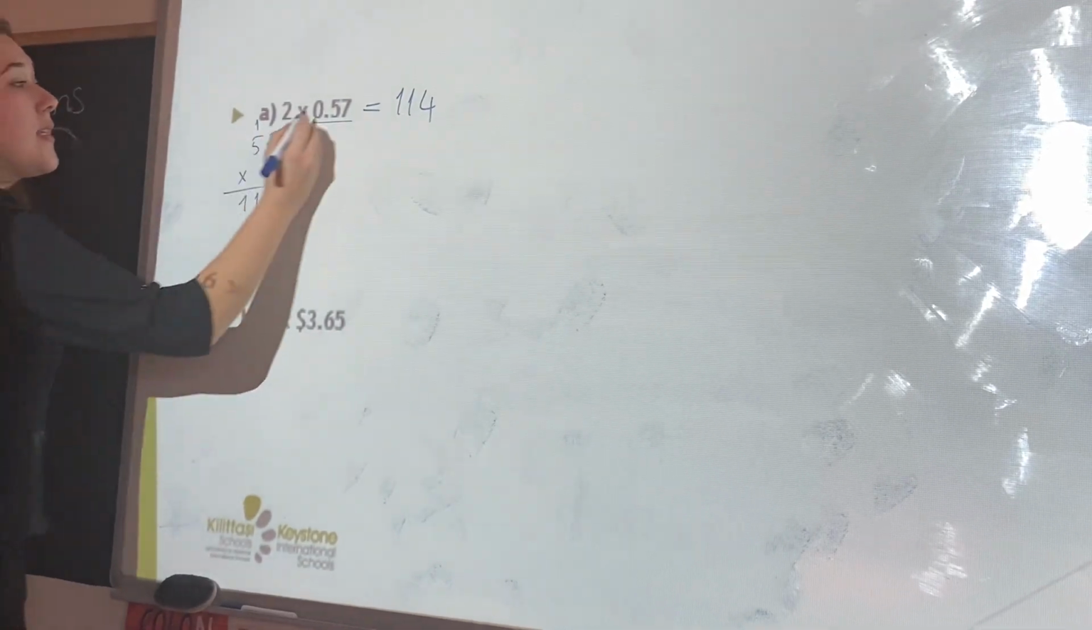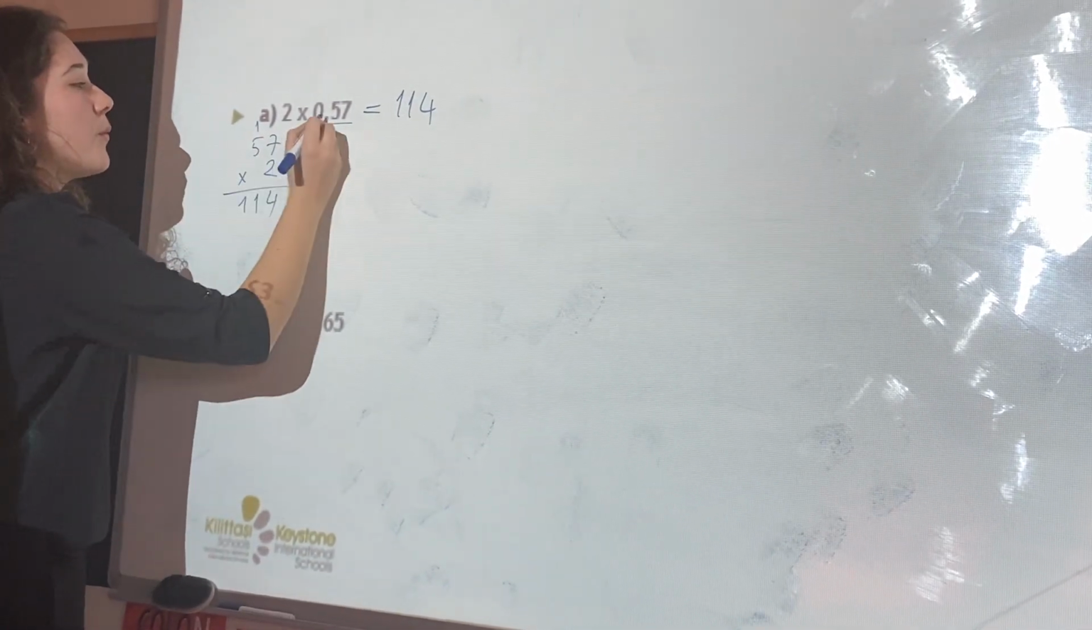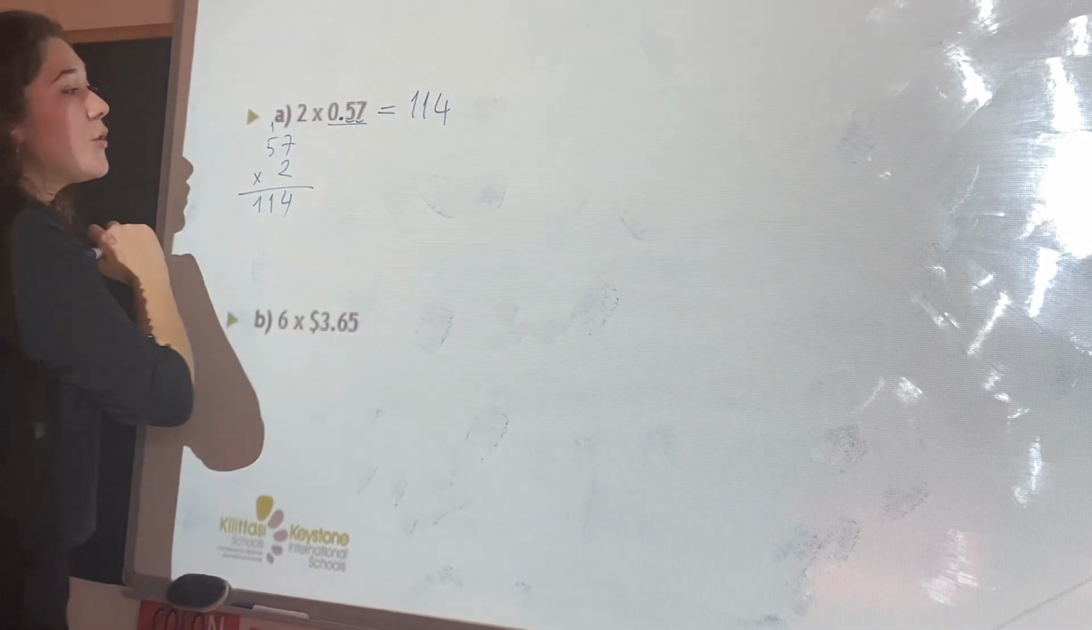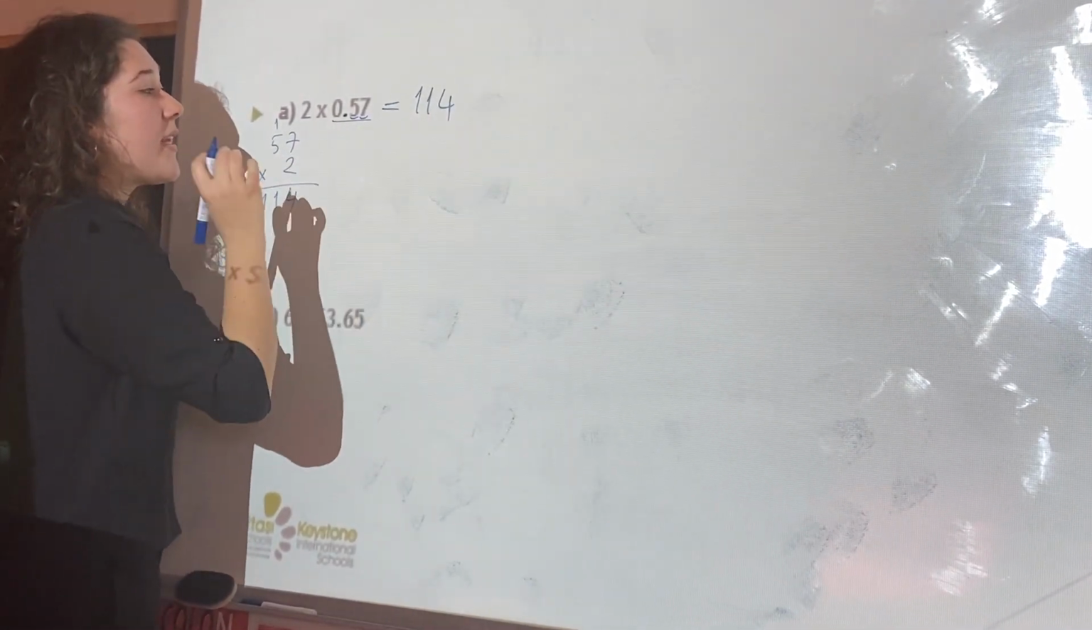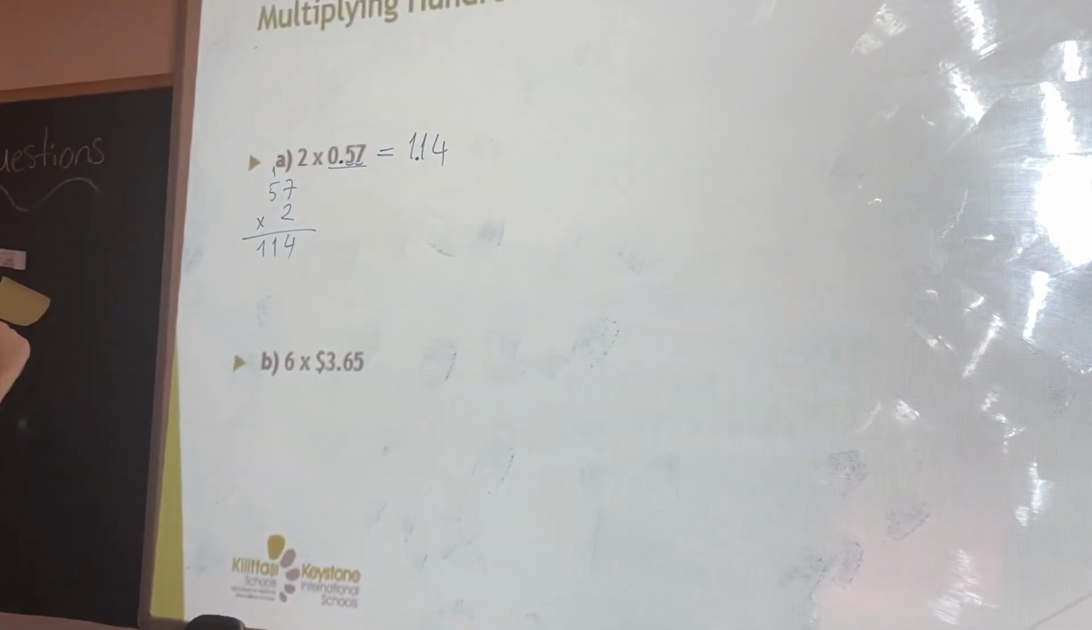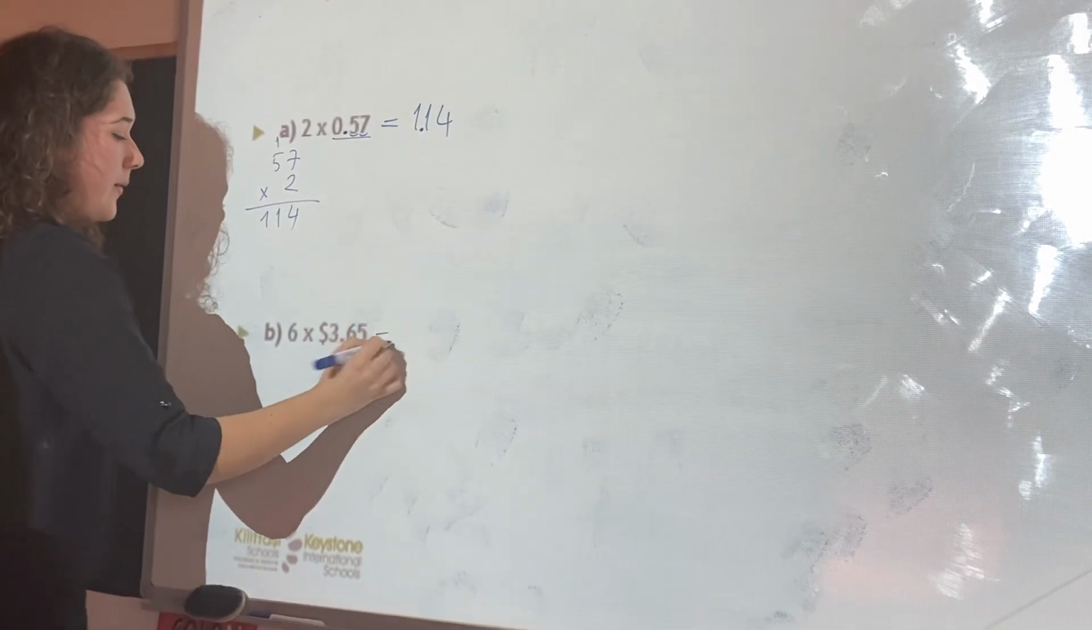Now let's decide where we should put the decimal point. In here, after the decimal point, I have 2 digits. So in the result, I need to again have 2 digits. So I need to put my decimal point here. Let's do this one.